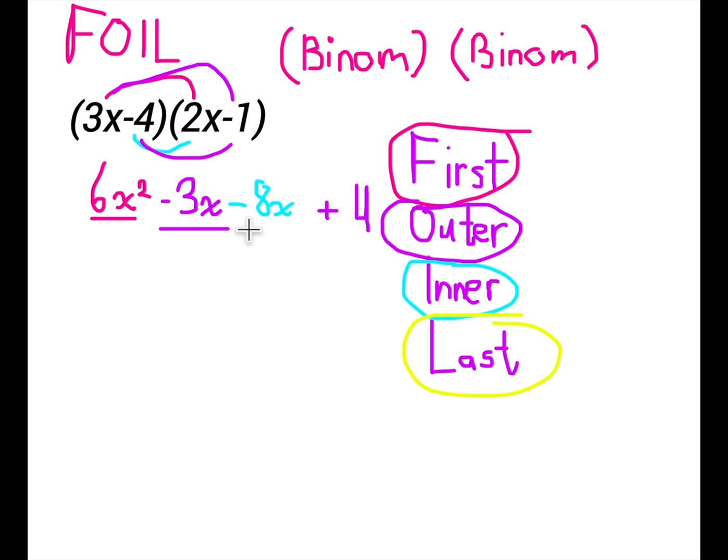And all we have to do, now that we have done our steps, is combine our like terms. 6x squared does not have any like terms, so we just leave it the same. Negative 3x and negative 8x are both like terms, so we have negative 11x, and 4 doesn't have any. So that is our final answer.